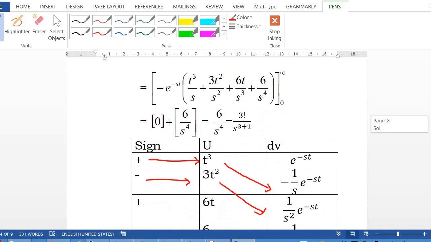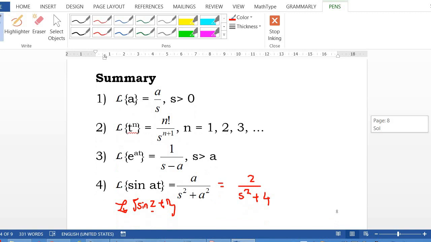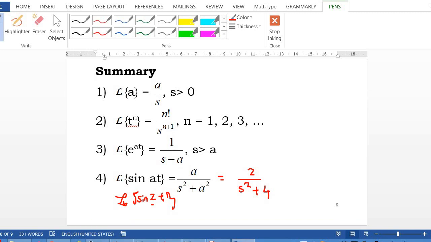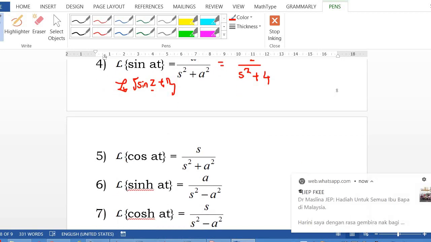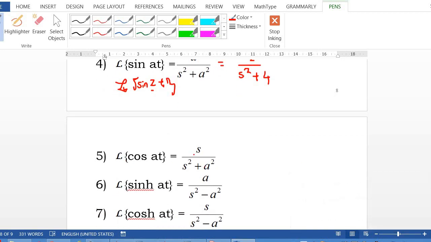Hence, now we have shown the first formulas. Laplace transform for a is a over s. Laplace transform for exponent at is 1 over s minus a. Laplace transform for sin at is a over s squared plus a squared. Laplace transform for cos at is equal to s over s squared plus a squared.